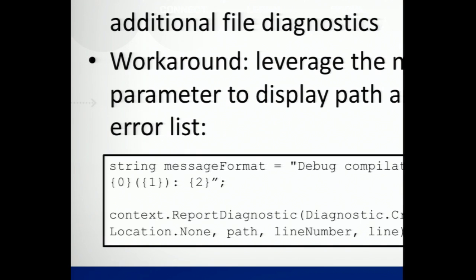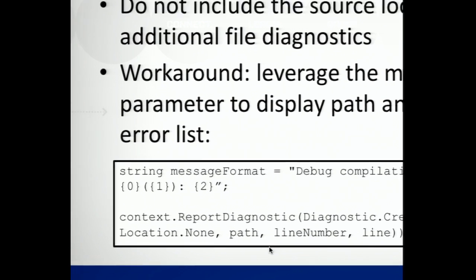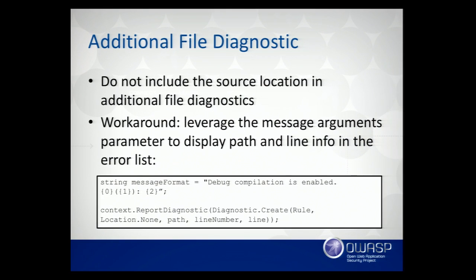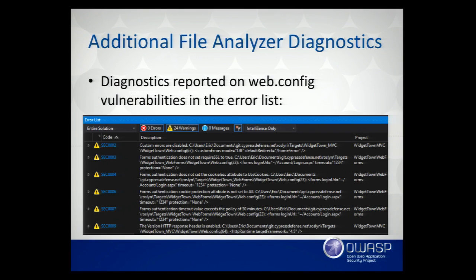And then we can say context.reportDiagnostic and do the rule, and remember, use location none, because that's the bug. Then you can pass in your path, line number, and line as three parameters after that, and it will fill it in for you. So that right now is my workaround for reporting diagnostics in some of these non-code files. And this is what they will look like. They will be right there in line with the rest of the diagnostics raised from your .cs files.